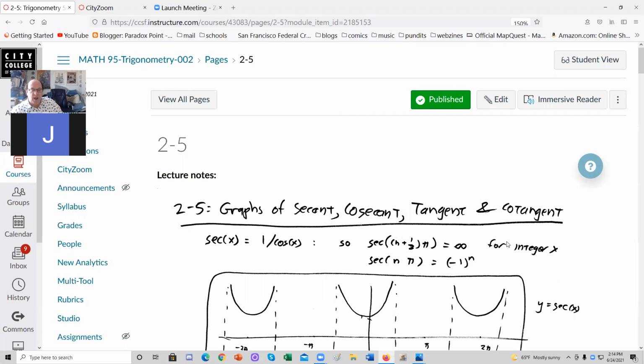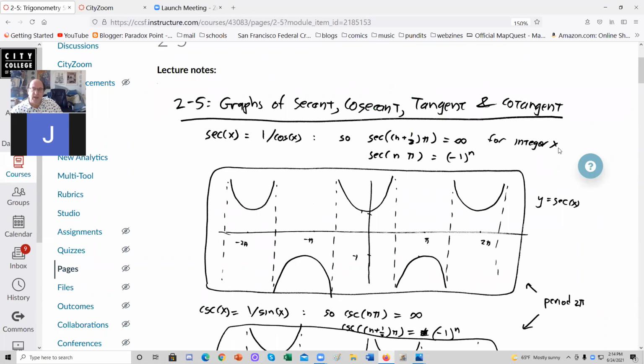Okay, 2.5 is about graphing secant, cosecant, tangent, and cotangent. Now these are the other four trig functions, and unlike sine and cosine, they involve dividing by a sine or cosine, and therefore they periodically go through infinity, which makes their graphing a little awkward. Because they always have, as you can see right here, these periodic asymptotes.